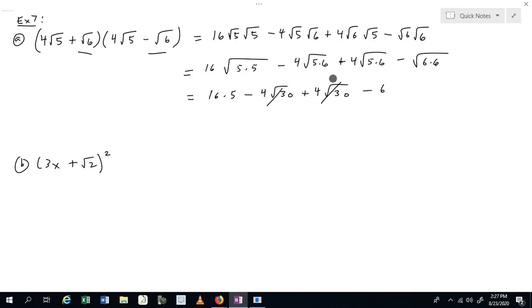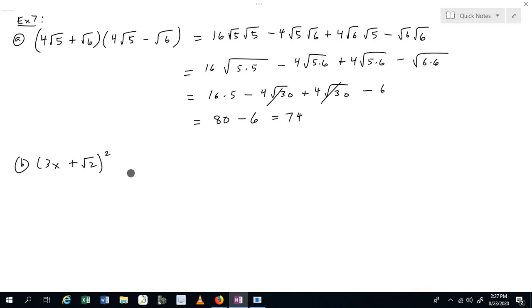Okay? And again, these middle terms cancel out, right? One of them is negative and the other is positive, so they cancel out. And then now we just need 16 times 5, which I believe is 80. And so you end up with 80 minus 6, which is 74. Okay? So you end up getting 74. That's the answer for part A.